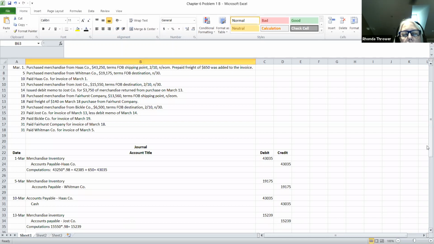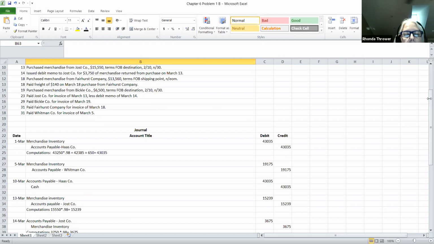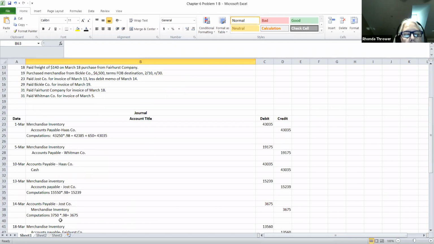So what we have to do is when we take some merchandise back, which is what we're doing here, we're returning some merchandise that we purchased to the Joss company. We got to take that discount back off of the gross amount, which was $37.50. So $37.50 times 98% gives you the net amount that was originally recorded in this transaction here. So we got to reduce our accounts payable by that net amount there. We would reduce our merchandise inventory.